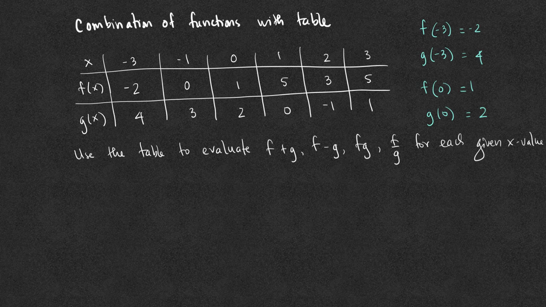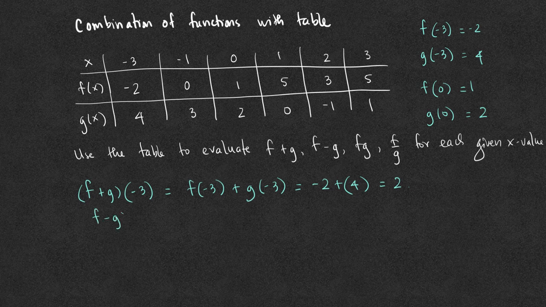We see that for the sum f plus g, evaluated at x equals -3, it is f of -3 plus g of -3, but f of -3 is -2 and g of -3 is 4, and so this is 2. And next, the difference, evaluated at x equals -3, is f of -3 minus g of -3. f of -3 is -2, and then minus g of -3 is positive 4. -2 minus 4 is -6.